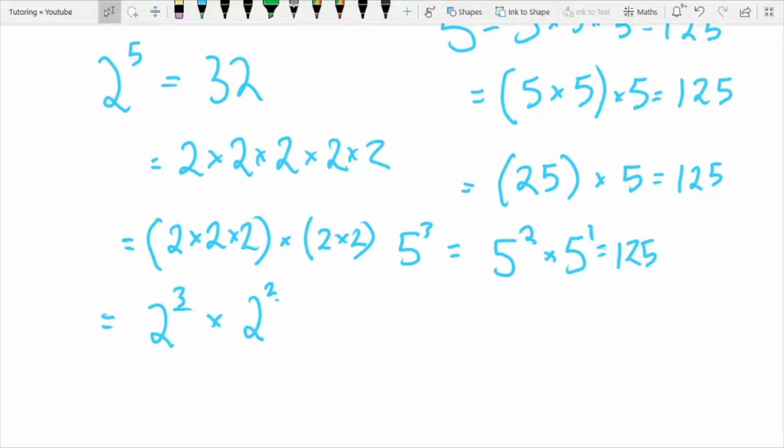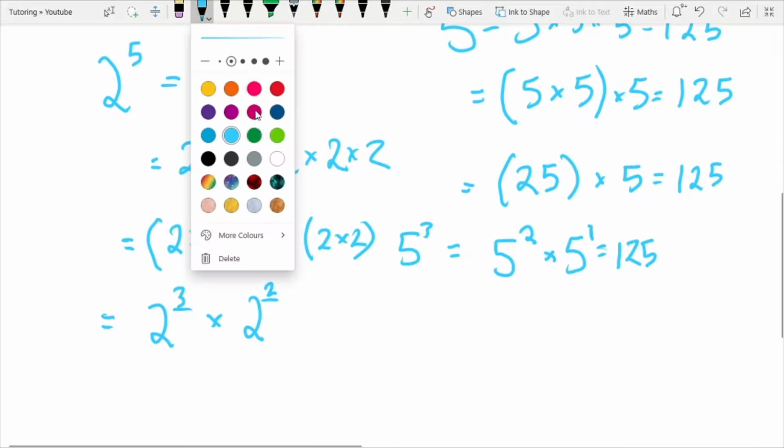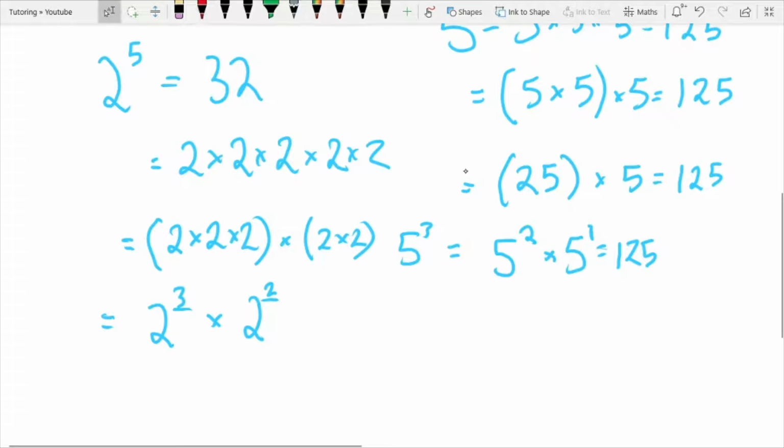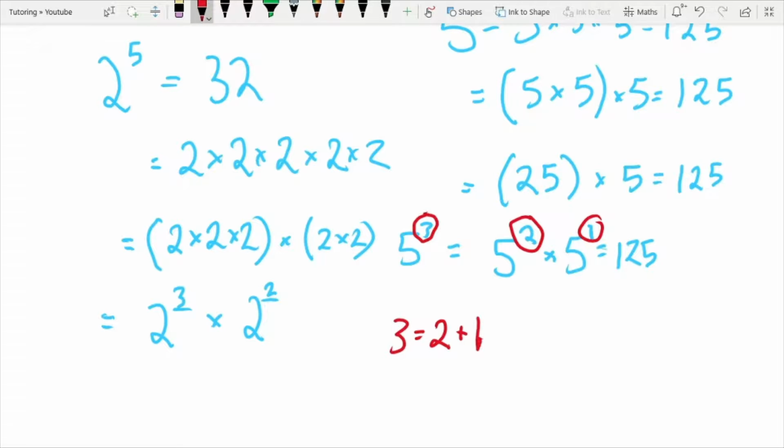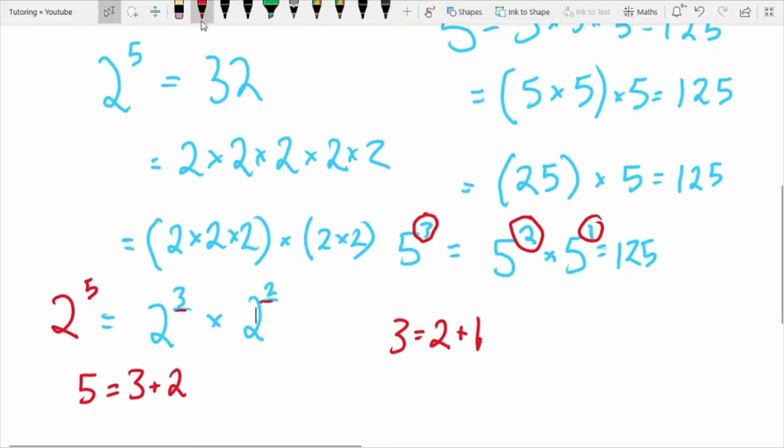And look at these numbers here. In this example, I'm going to write this in a different colour. We had our 3 here, and a 2 and a 1. We noticed 5 equals 2 plus 1. In this example, we had 2 to the 5th here. 5 equals 3 plus 2. So the exponents add up to make this 5. The exponent of the 3 and the 2 add up to make the 5. So I'm going to do a general example for A.